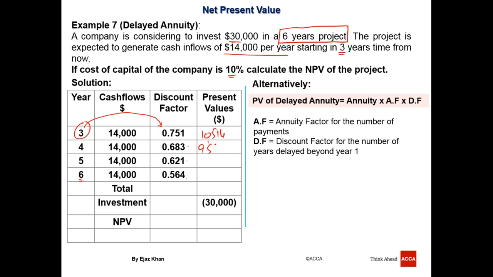Okay, next is 95628694. Seven, eight, nine, six. Okay, thank you. And now may I have the sum of all these cash flows? $36,666. Too many sixes. Okay, so it's 6666.